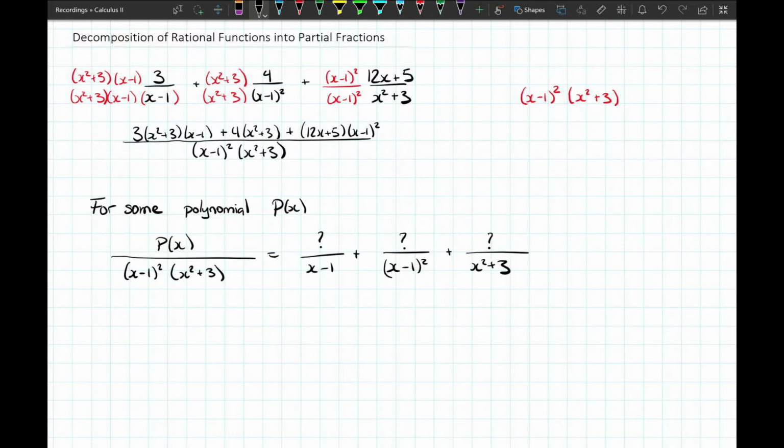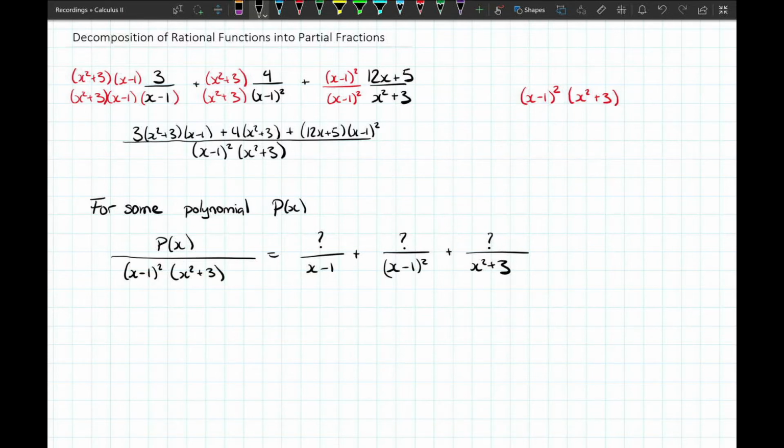To get an idea, let's suppose that we had any kind of polynomial p of x. Is it possible to take p of x over (x minus 1) squared times (x squared plus 3) and write it out as a sum of the same sort of three smaller rational expressions?